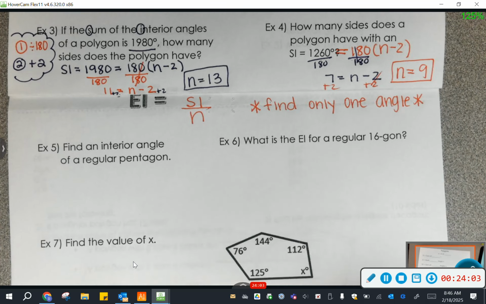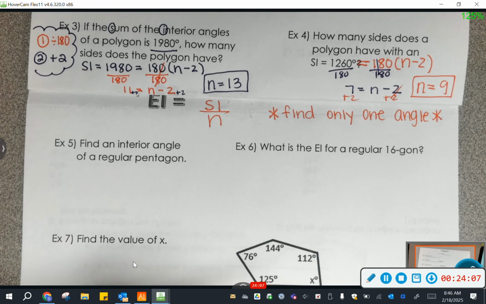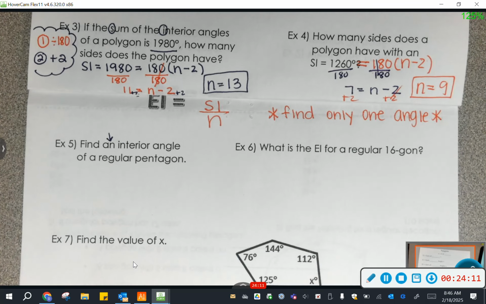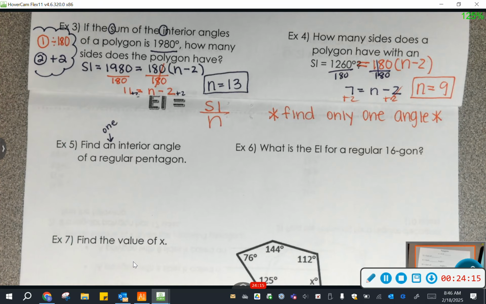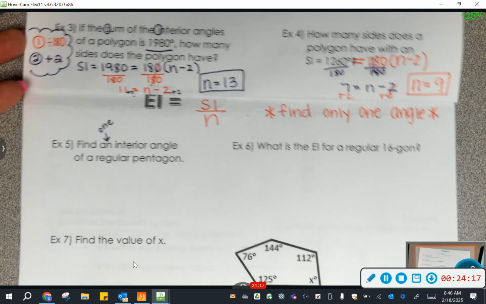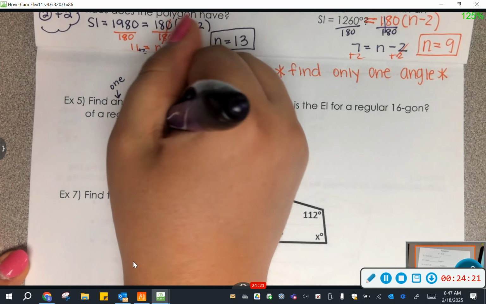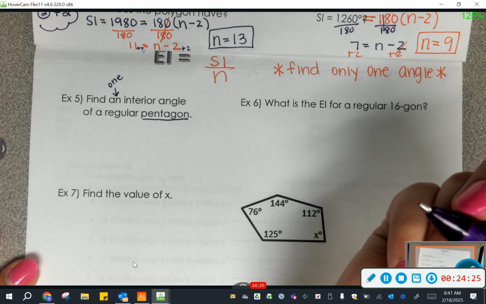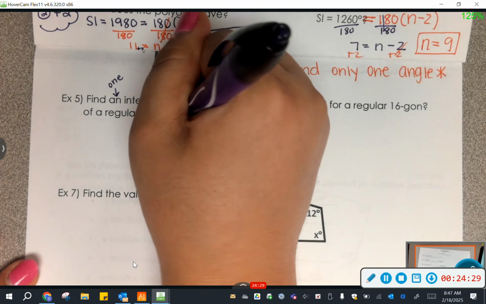So example 5 says, find an interior angle of a regular polygon. Do you see how it just says find an interior angle? That means one. Find one interior angle of a regular pentagon. I said polygon earlier, pentagon. How many sides does a pentagon have? Think of the government building. How many sides did we say that had? 5. Everybody write n equals 5.